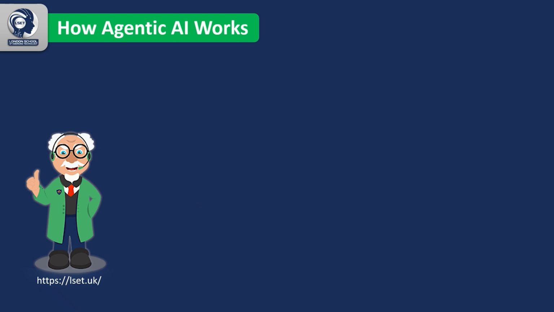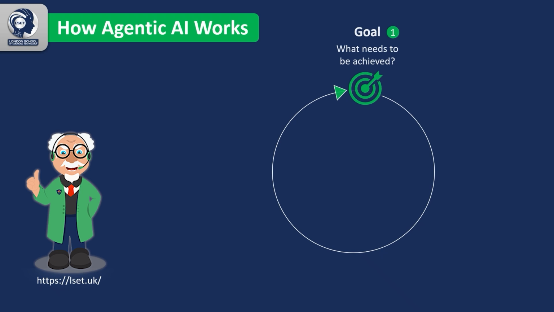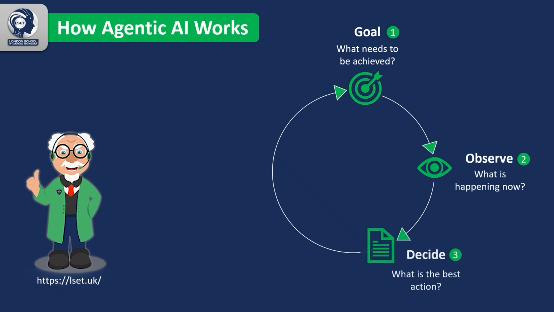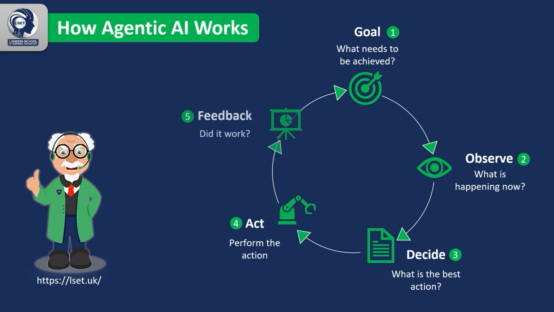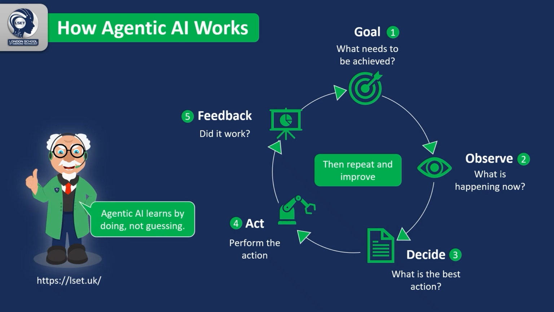Let us now understand how agentic AI works, step by step. First, it starts with a goal. What needs to be achieved? Next, it observes the environment to understand what is happening right now. Then, it decides on the best possible action based on what it has observed. After that, it acts by performing the chosen action. Finally, it looks at feedback and asks, "Did it work?" This process repeats again and again, helping the system improve over time. Agentic AI learns by doing, not by guessing.